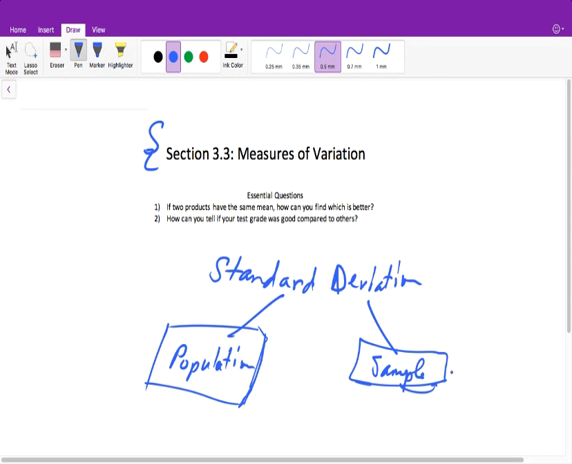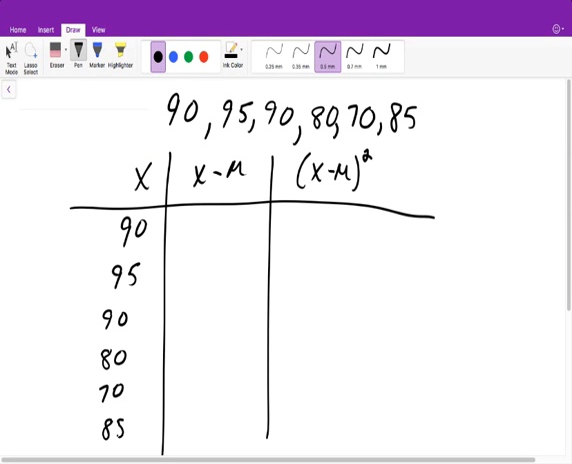All right, let's just go through this real quick. Let's say that I am a lucky teacher, and I have a class that only has 6 students, and these are all their test scores, and I want to find the standard deviation of their test scores. First thing I'd have to do is add them together, find their mean, and divide by 6. Their mean in this case is equal to 85. Then I'd fill out this chart where it's x minus 85. So that'll be 5, 10, 5, negative 5, negative 15, and 0.